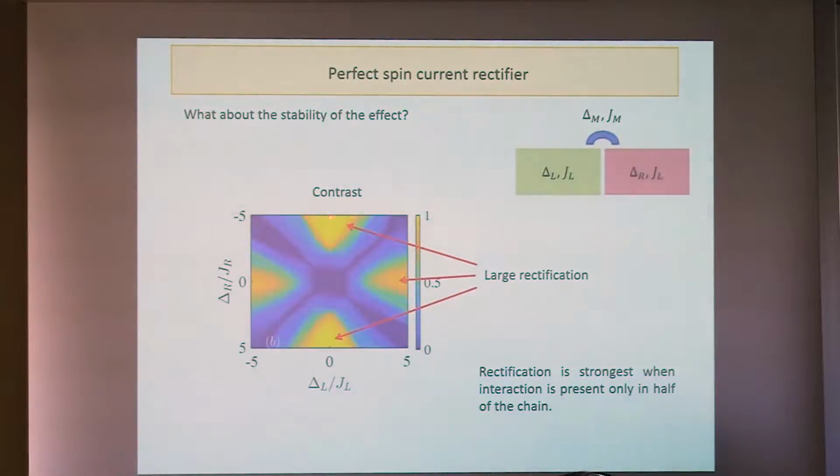Then we can also check what happens if you change the interaction on both sides, and see in which scenarios you have a stronger contrast. The stronger contrast you get when one side is interacting and the other has no interaction. These regions are the regions with strong interactions, and you see that if you put both to be the same or opposite, you get no contrast, which is because they have the same excitation spectrum.